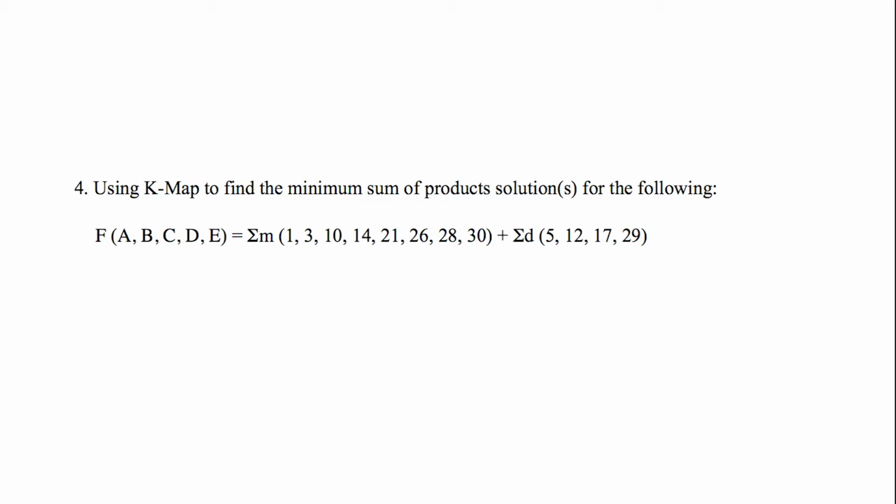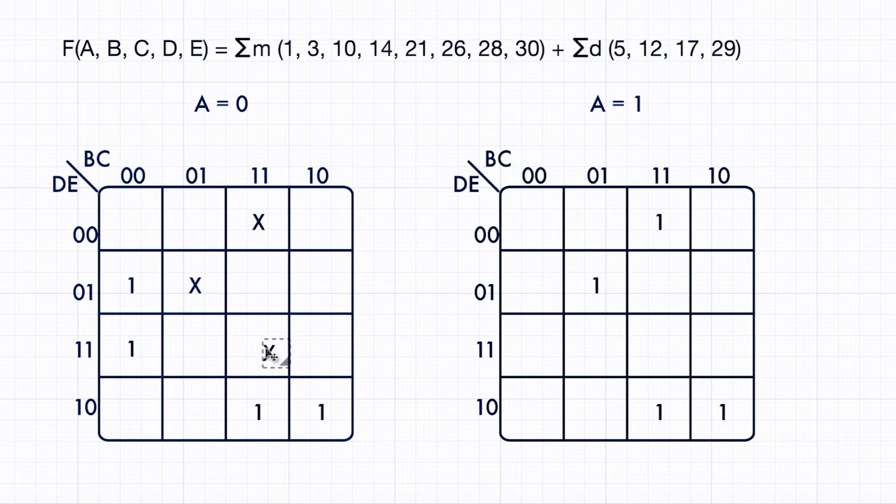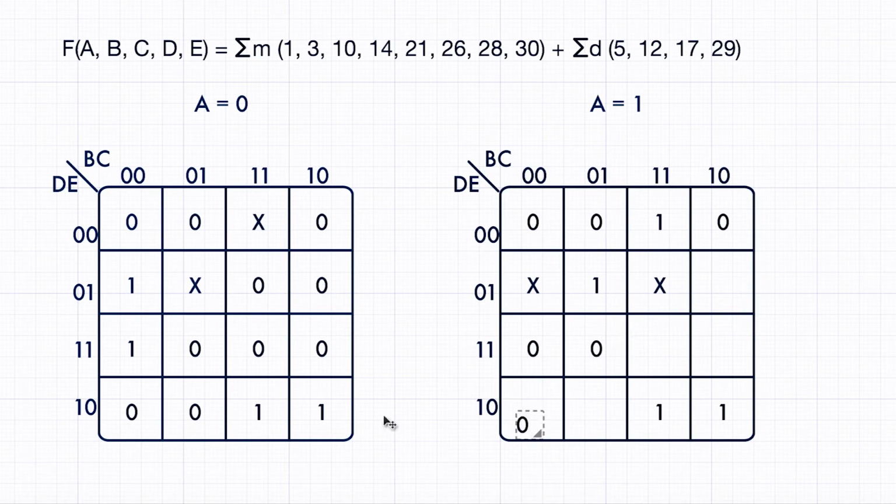Here is the last question. It is similar to question 3. However, this question has a new variable E, and it needs us to find the SOP form. Because of the new variable E, we need to draw two key maps, for A equal to 0 and A equal to 1. Just like question 3, we need to set all the values of minterms to 1. The only different thing is to find the location of minterms in the two key maps.